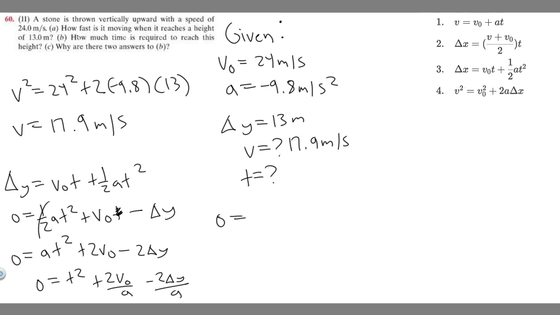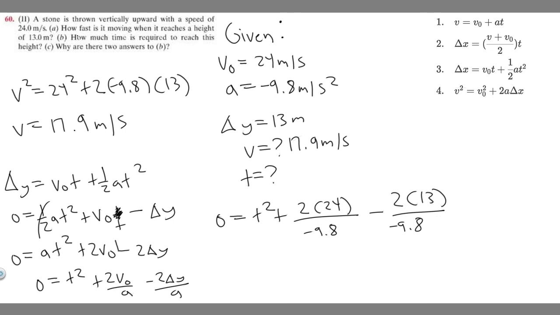So 0 equals, we're trying to solve for t, so we just leave it as t squared plus 2 times v sub 0, which is 24, over a, which is minus 9.8, minus 2 times delta y, which is 13, and then over a, which is minus 9.8 again. And I forgot the t right here. I said this was a plus, my bad. It's supposed to be a t. So these are all t's, and there's a t right here too.